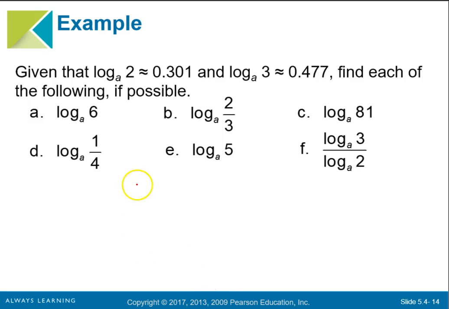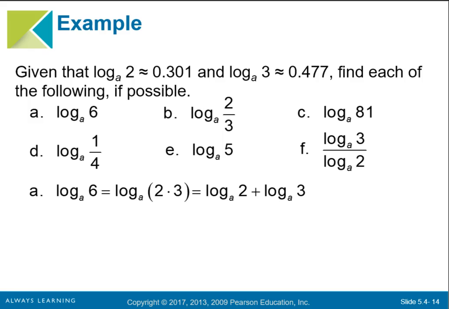So taking a look at log base a 6. Well, 6 is the same as 2 times 3. So let's go ahead and think about that. So our log base a 6 becomes log base a of 2 times 3, which we can again pull apart. So it becomes log base a 2 plus log base a 3. And now we're going to substitute those values in, and we'll go to 0.778.